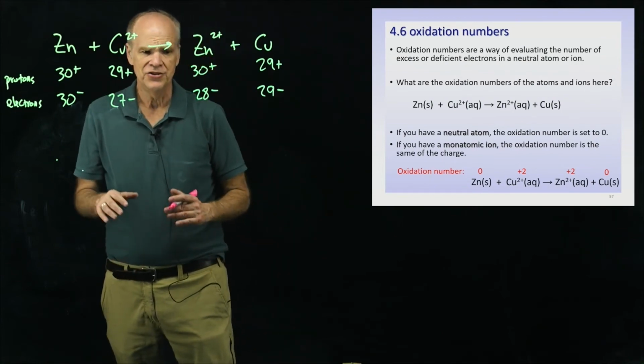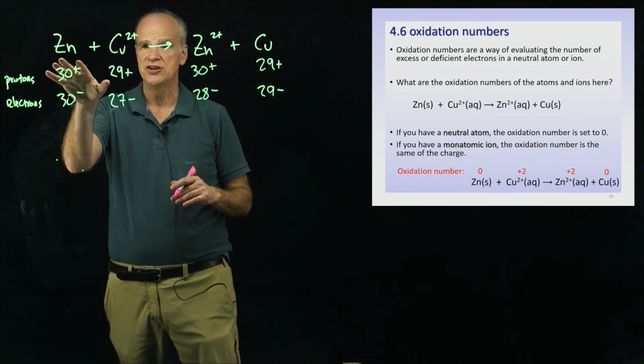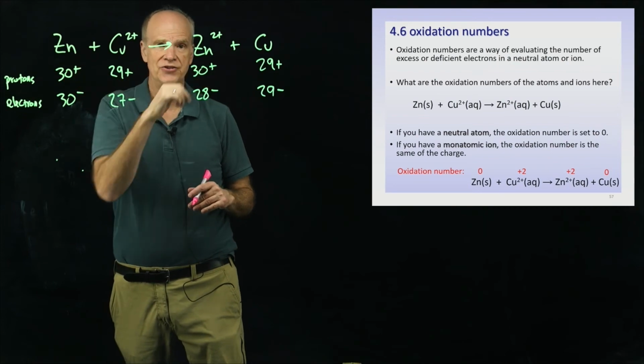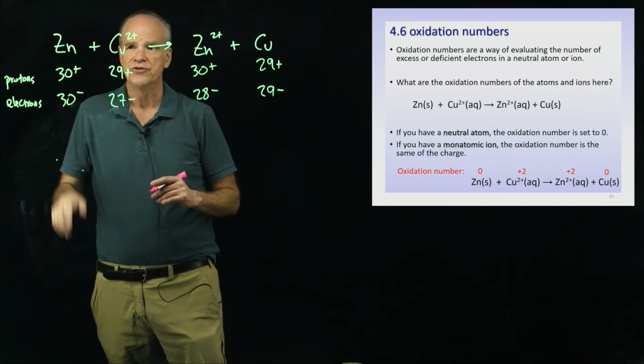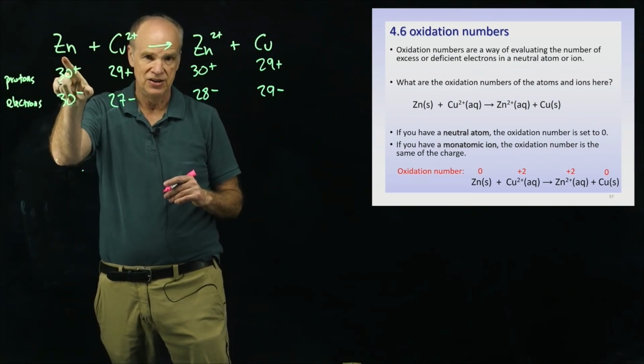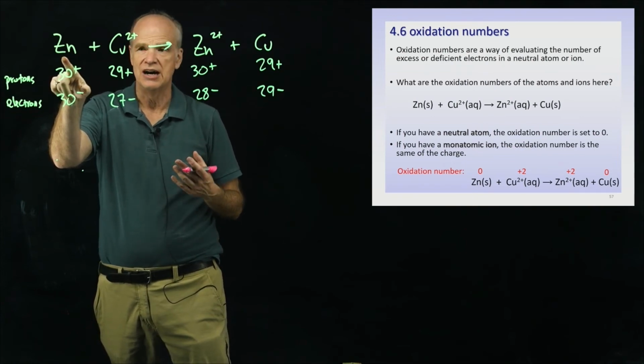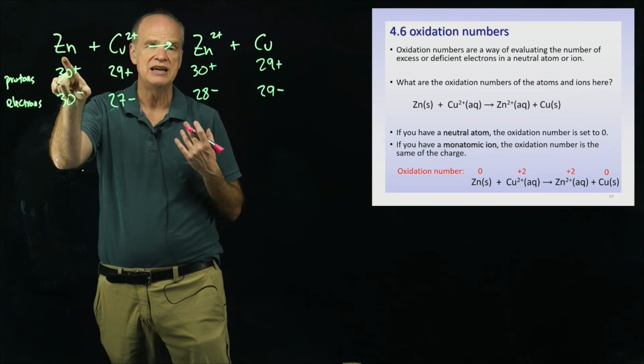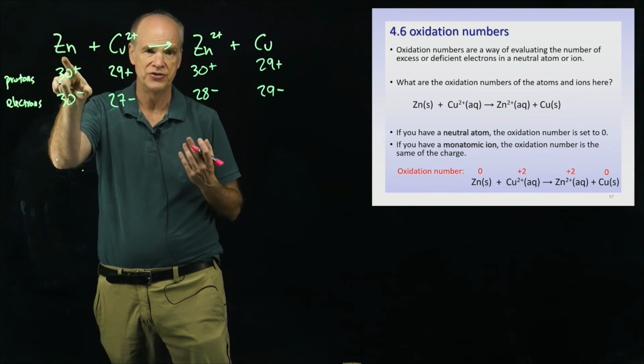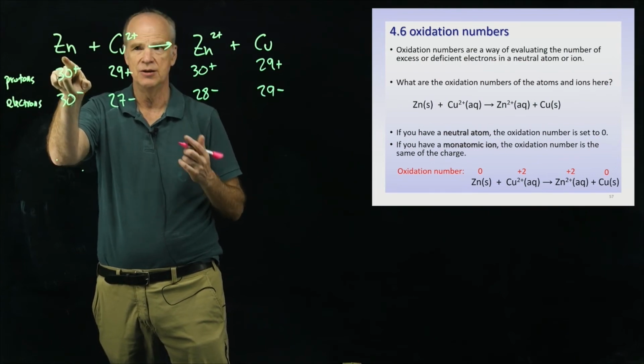So let us go ahead and assign oxidation numbers to the reactants and to the products. And so zinc here as a reactant is a neutral species. And one of the things you'll have to memorize is that whenever you have a free element that is neutral, its oxidation number is 0.